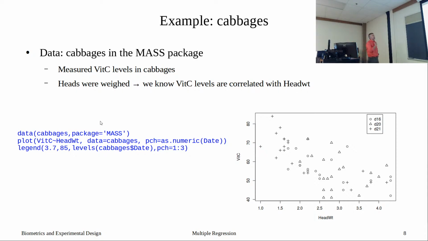What we're going to do is use the cabbages data set that's in the MASS package. So this is built in. You can either load the MASS package, and once you load it, cabbages becomes accessible, or you can do data, cabbages, comma, package equals MASS. That gives us access to the cabbages data without actually loading the MASS package.